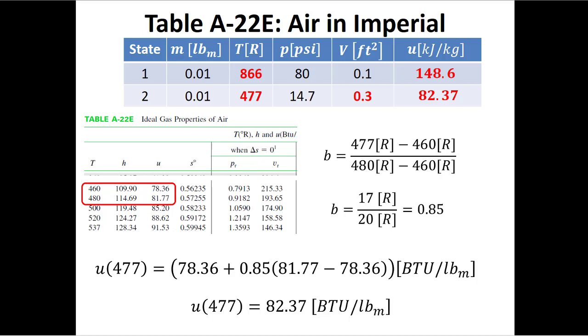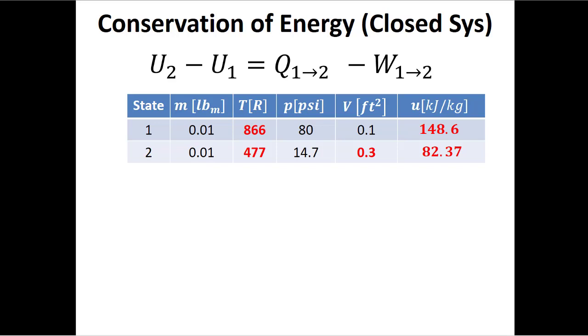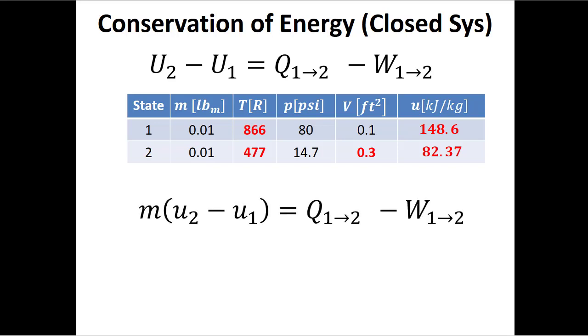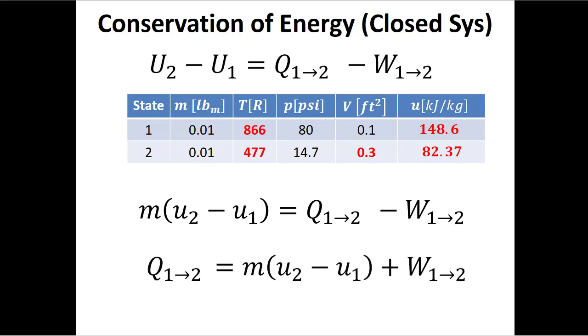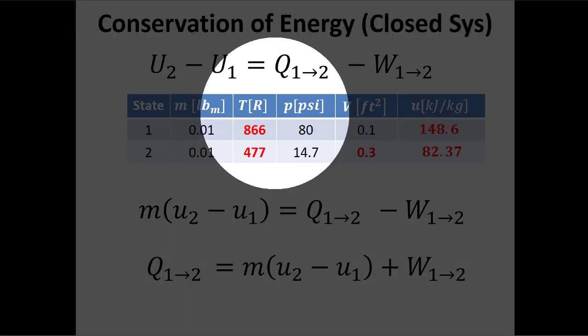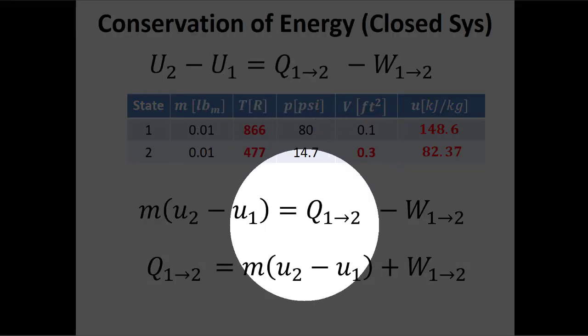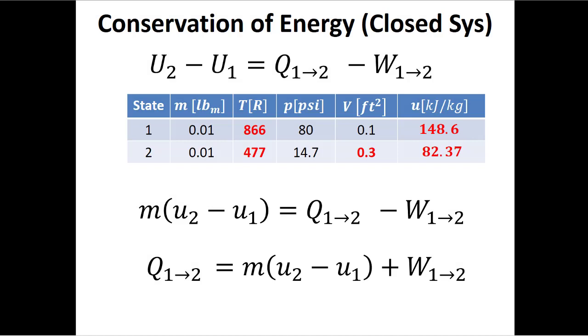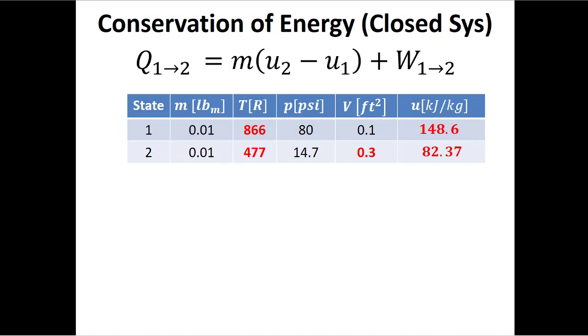I do notice here that U2 is less than U1, and that's encouraging because when I did the problem with constant specific heats, I found that delta U was negative. Now the magnitude's different here. Here I can see that my delta U is equal to mass times the change in specific internal energy. I can rearrange for Q, because Q is the thing that I don't know here. So Q is equal to M times the change in specific internal energy plus the work from 1 to 2.